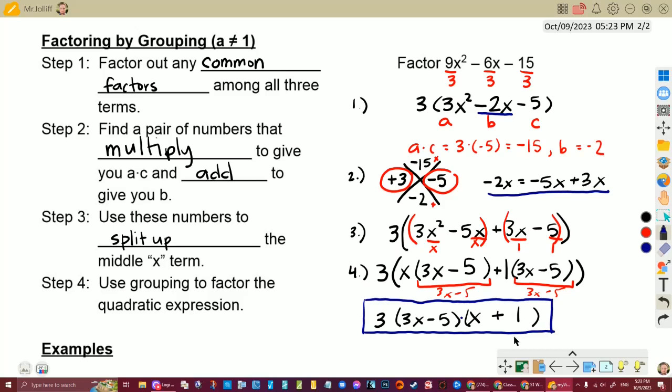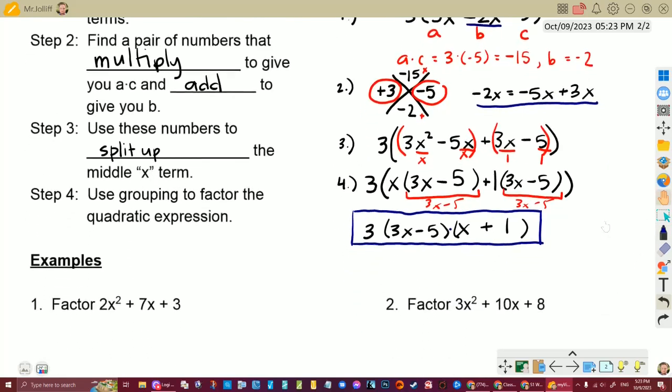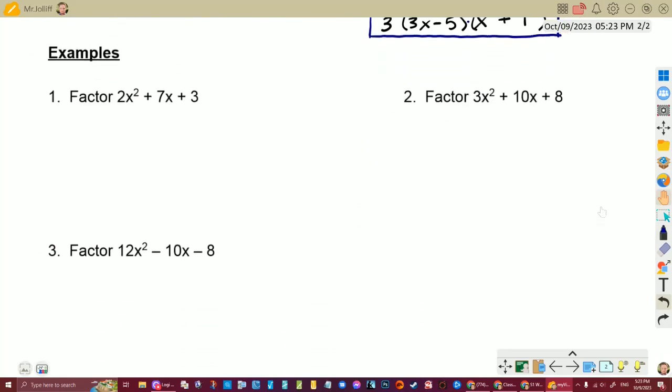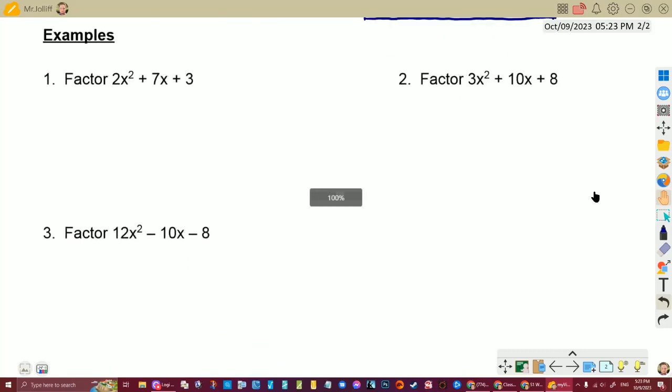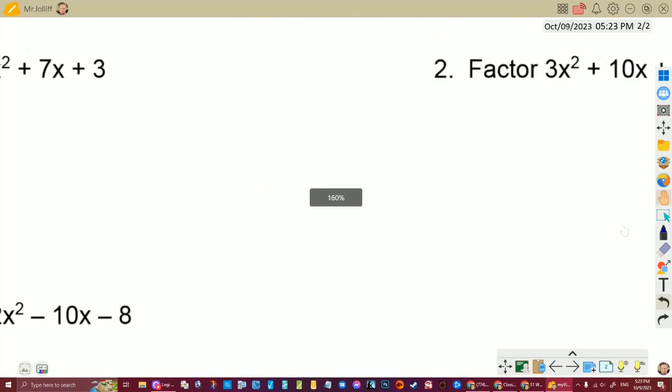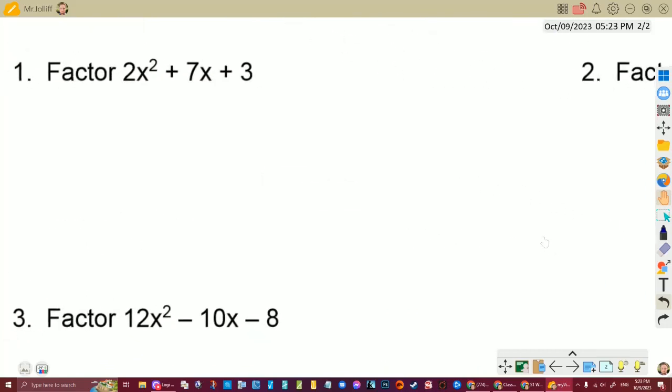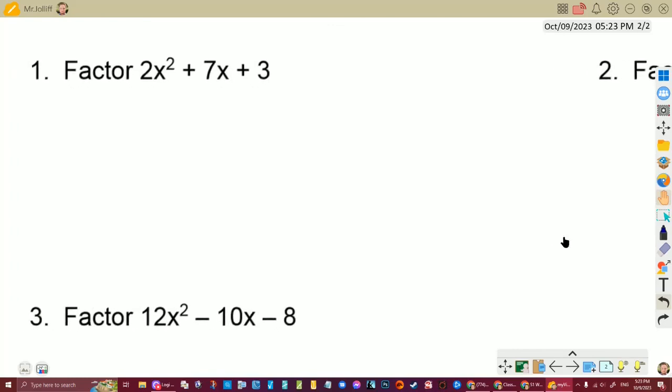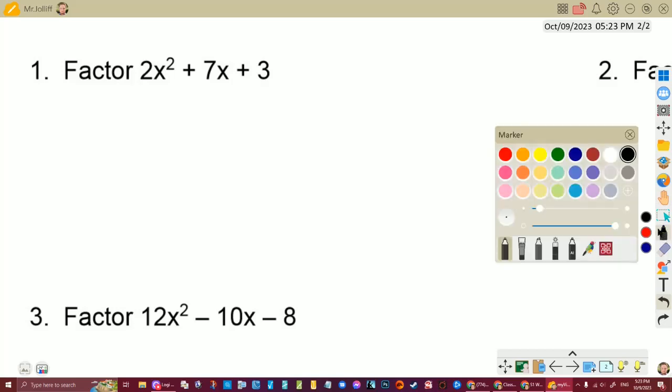We know that we can multiply things in any order and get the same answer. Okay, let's do a couple so you can get a feel for this, and then I'm going to have you practice some on your own. So let's zoom in a little bit here so we have lots of room to work. So we want to factor 2x squared plus 7x plus 3.